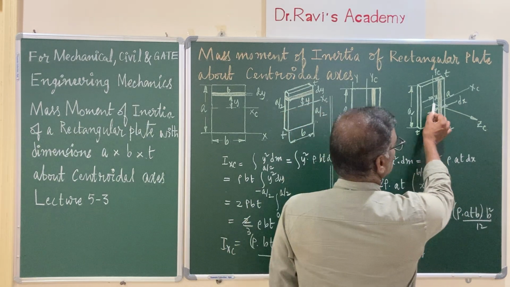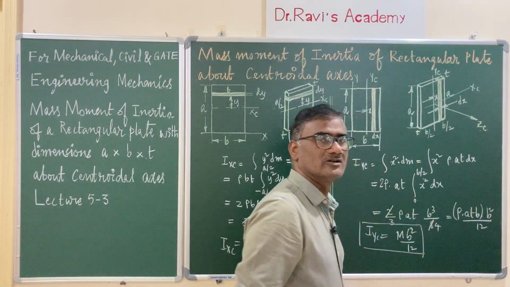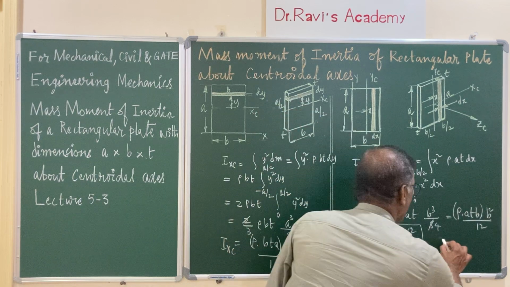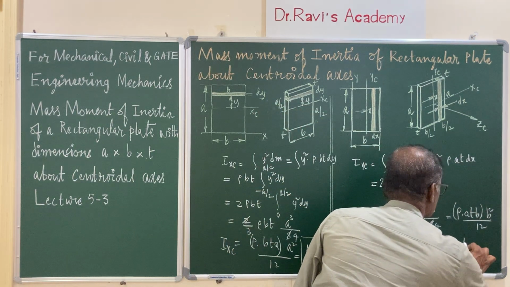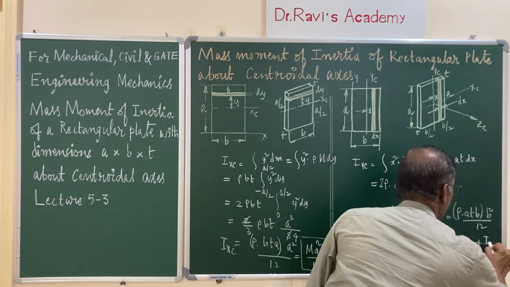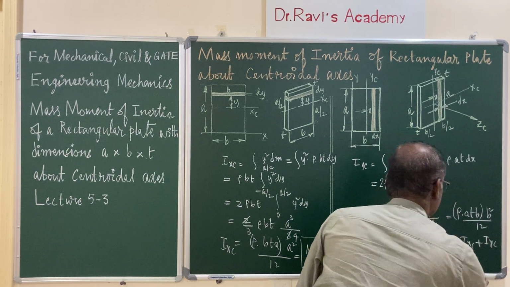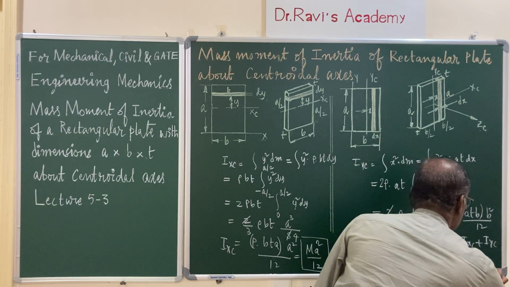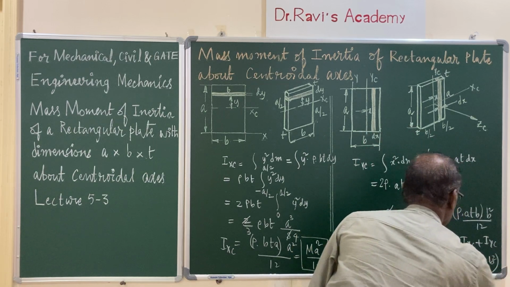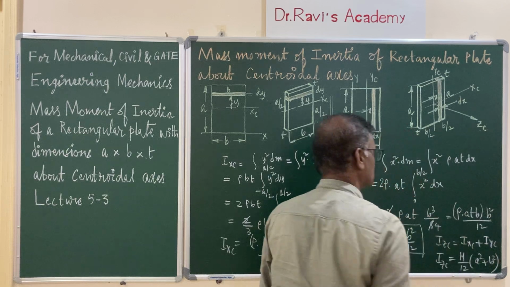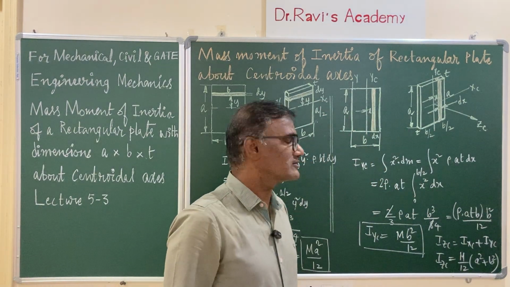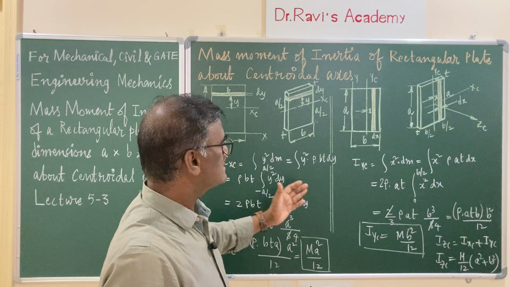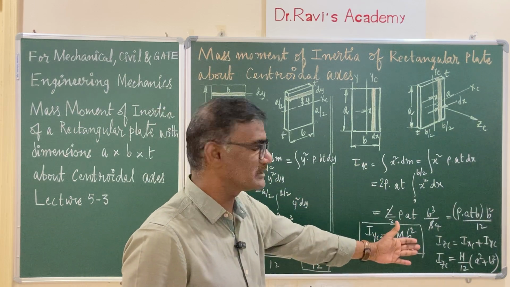And to calculate Izc, the moment of inertia about the z-axis, you can apply the perpendicular axis theorem, and Izc is equal to Ixc plus Iyc, and this becomes m by 12 into a square plus b square. This is Izc. So you have calculated the mass moment of inertia of a rectangular plate about x-axis, about y-axis, as well as about z-axis.